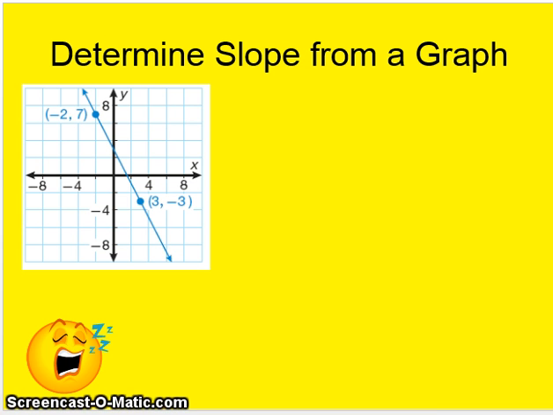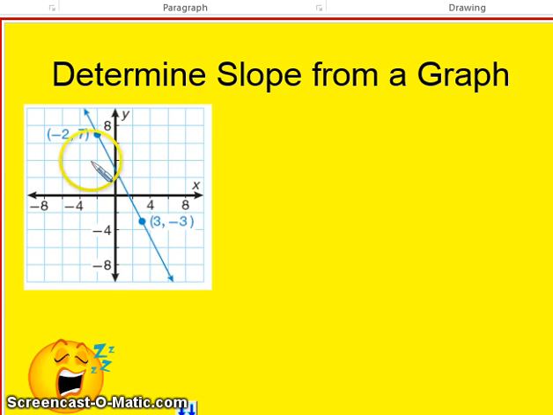Sometimes we also need to be able to determine slope from a graph. Now there are two different ways we can do this. We can take the 2 points and say y2 minus y1 over x2 minus x1, and we will get the same as if we were to count. Now I'm going to do this one both ways.